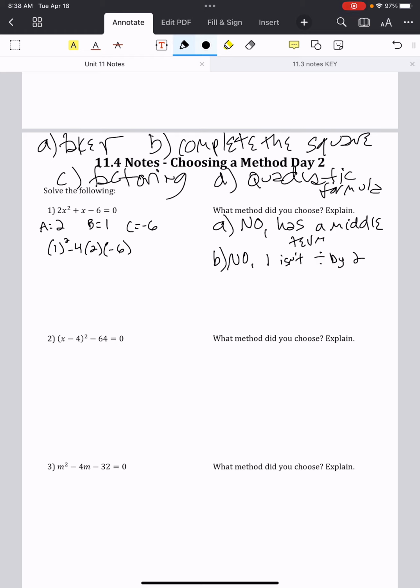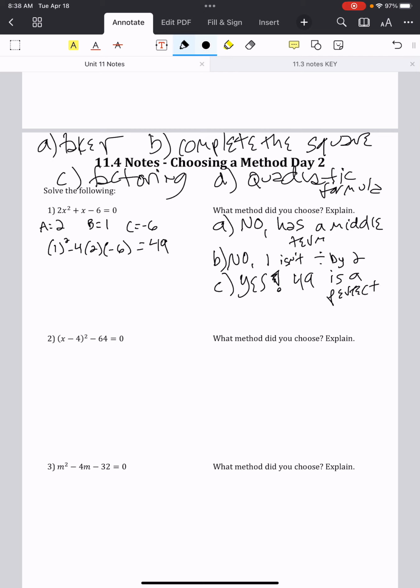Anybody get their discriminant? What is it? 49. So, the fact that it's 49, does that tell me whether or not to do factoring or quad formula, guys? Factor, good. So yes, we're going to factor because 49 is a perfect square.